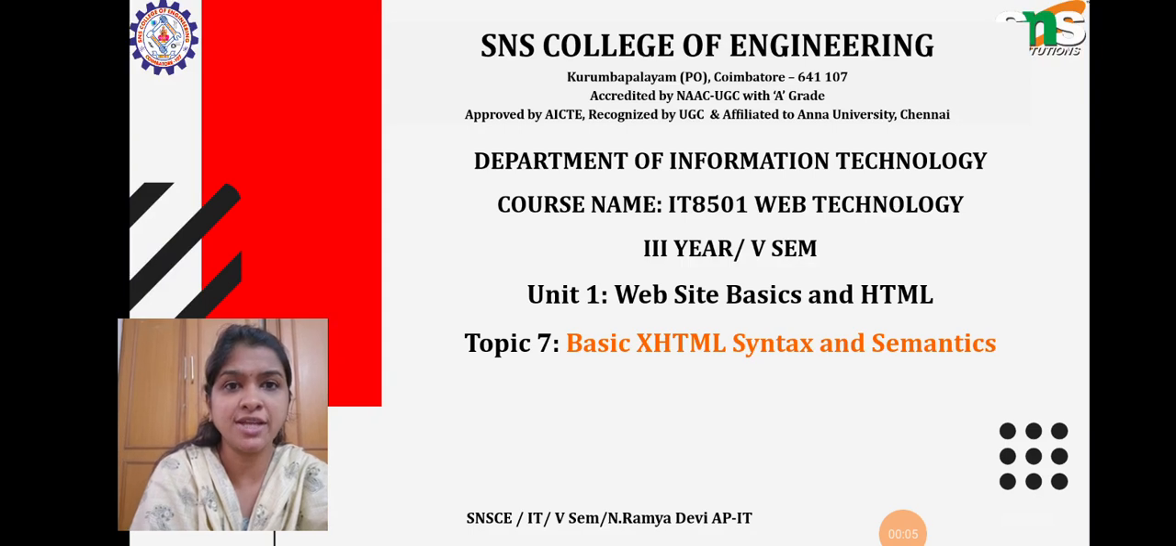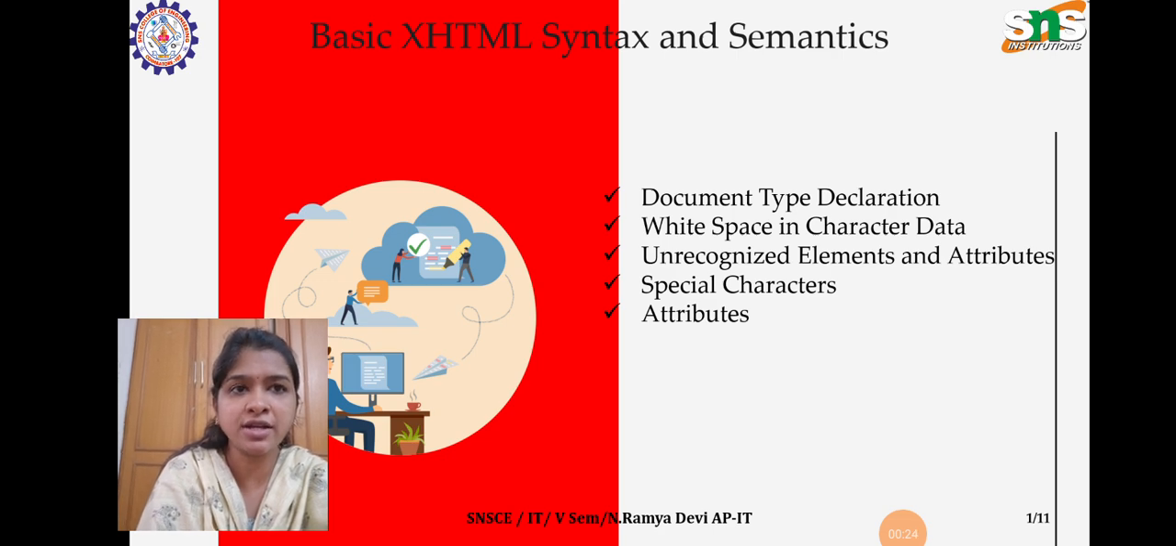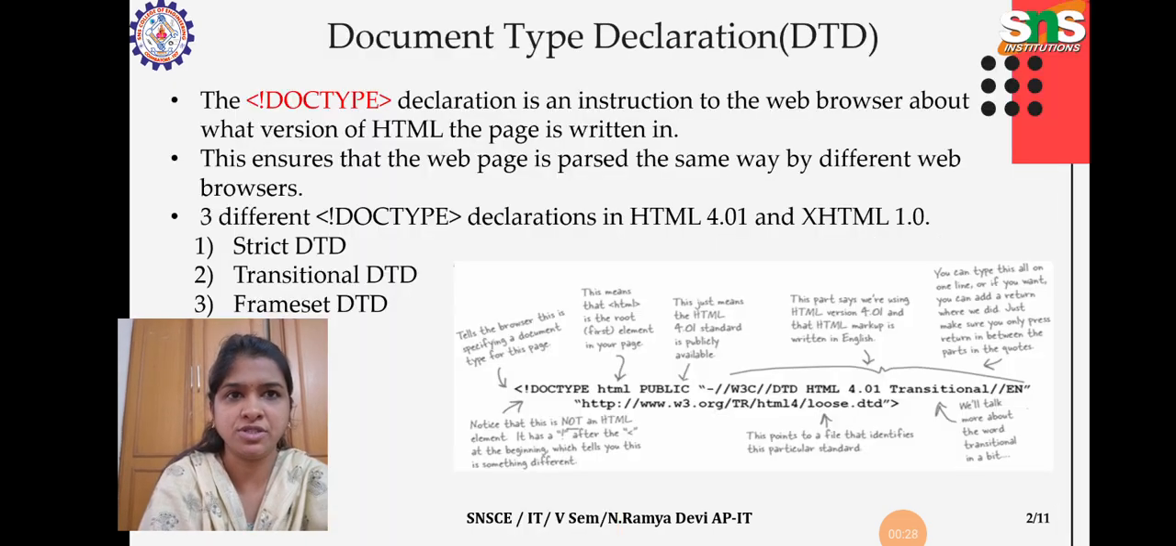Today I'm going to share a small article regarding basic XHTML syntax and semantics. So what is XHTML syntax and semantics? XHTML syntax, which is a document, and we are going to see the document type declaration, like the DTD file of it, and white space in character data, unrecognized elements and attributes, special characters and attributes. So first we'll see document type declaration.